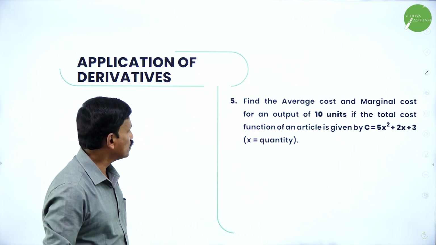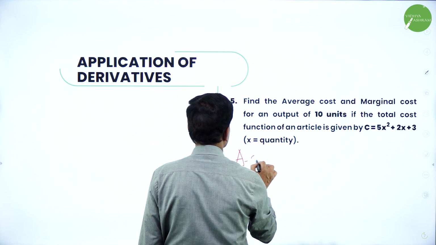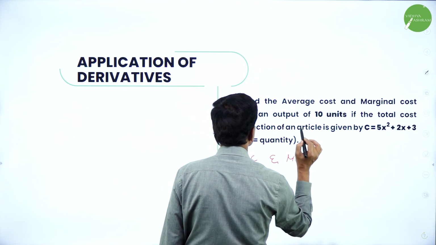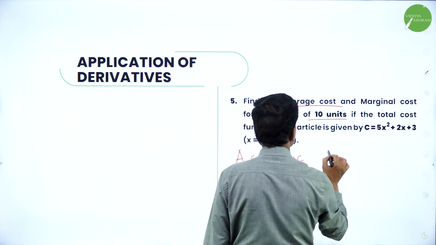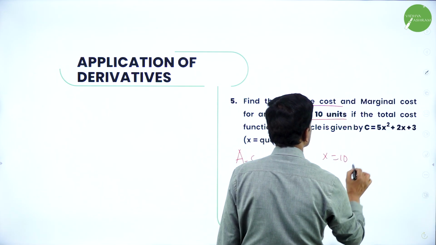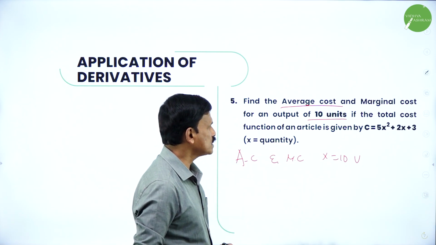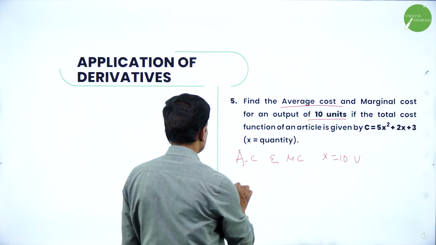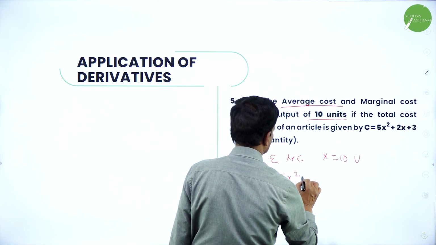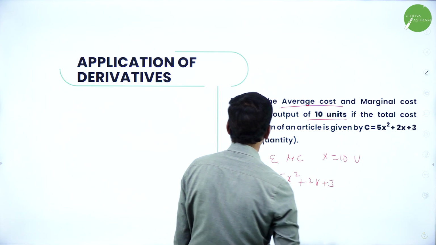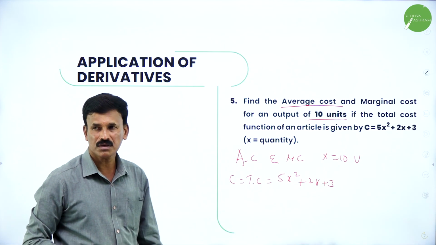This is a very important problem. Find the average cost and marginal cost for an output of 10 units, x is equal to 10 given. If the cost function of an article is given by c, or this can also be written as TC, is equal to 5x square plus 2x plus 3. Right, so what is to find? The average cost and the marginal cost.